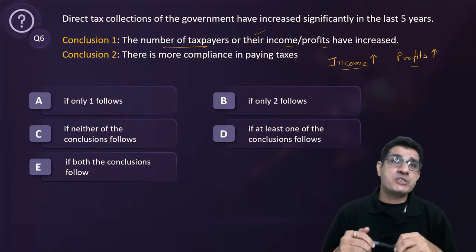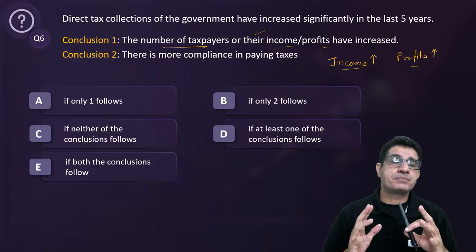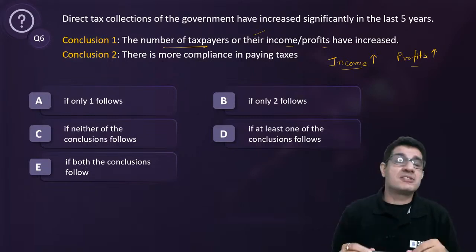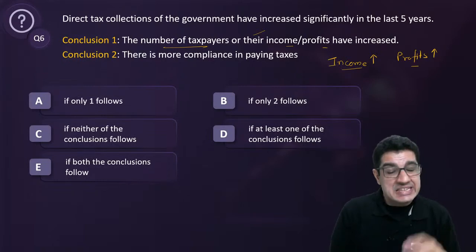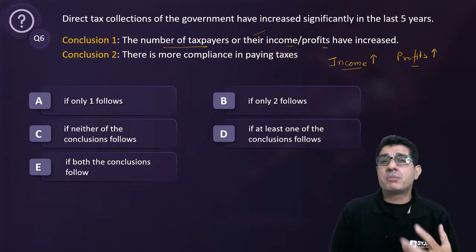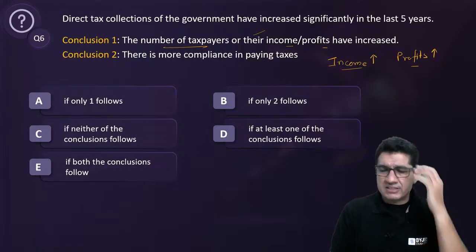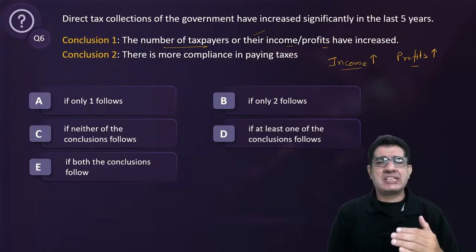It's also a possibility that the income or the profit, also there were people who were in the tax bracket. They were supposed to pay taxes, but earlier they did not. Now they do, and that is why direct tax collections have increased. So it can be any of these reasons.